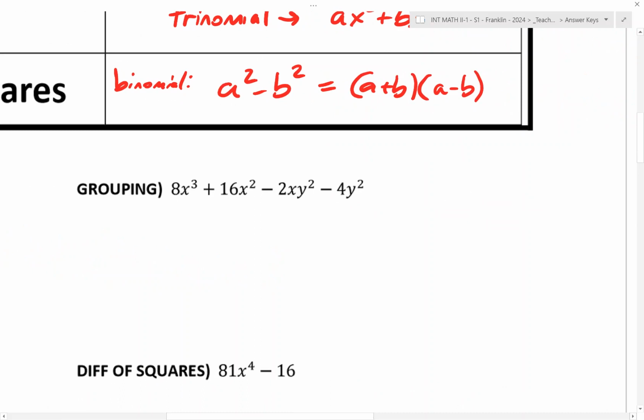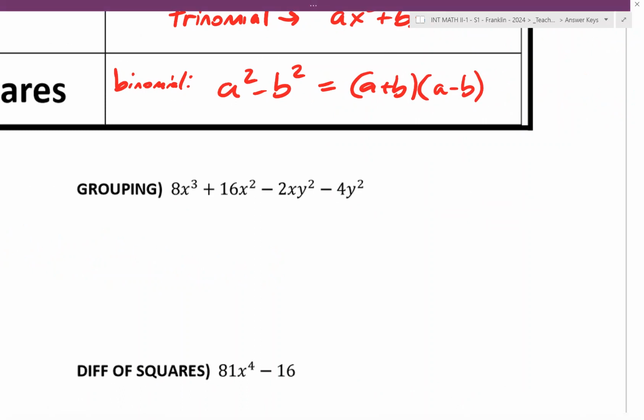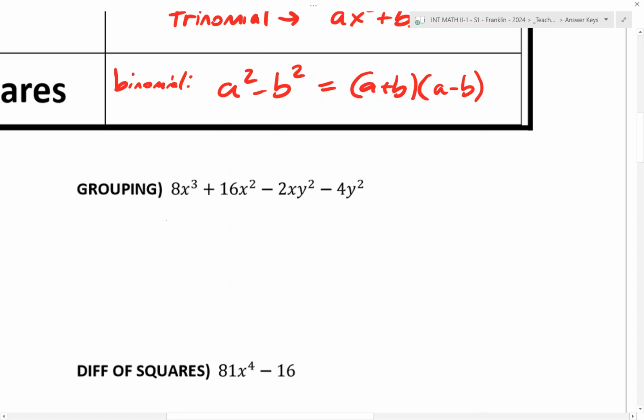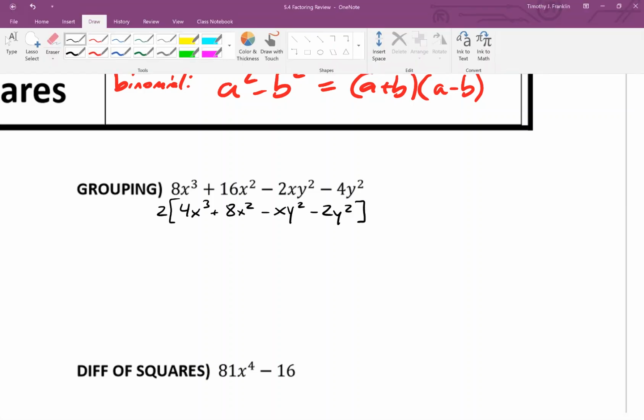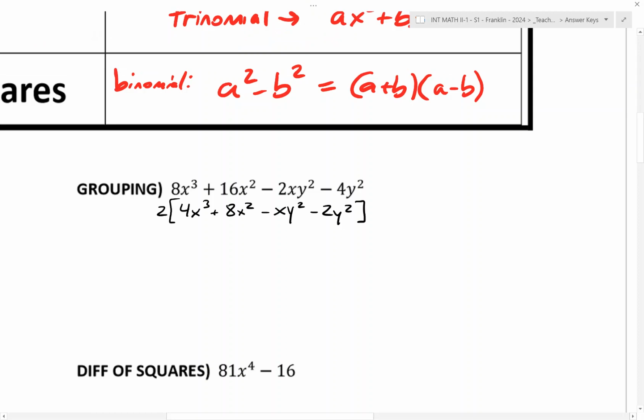For the grouping problem, you see we have 4 terms here. So let's look at the first 2. Well, first double check for a GCF. It actually looks like we can take out a GCF here of 2, but I believe that's it. So we can actually take out a 2, and that gives us 4x cubed plus 8x squared minus xy squared minus 2y squared. Not that that changed much, but it did make our numbers and our terms slightly easier to look at.